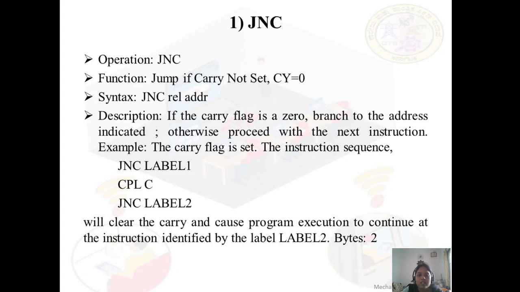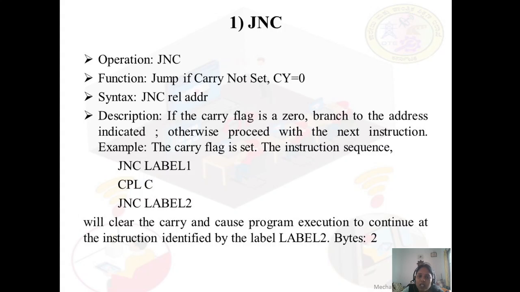Now what does it do here? Here we have assumed our carry flag is 1. So JNC, jump if carry not set. CY is 0, then only you have to jump. So here since CY is 1, what does it have to do? It has to just go with the flow of the program. It will not jump anywhere. It will not jump to label 1. It will just continue with the program, that is complement C.